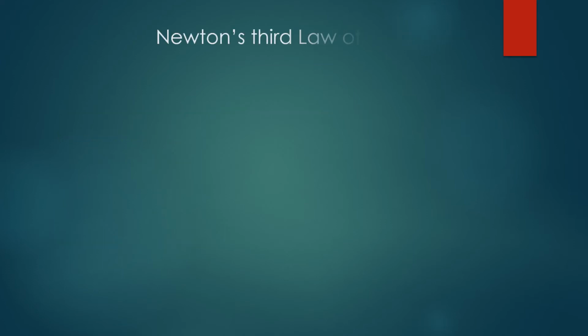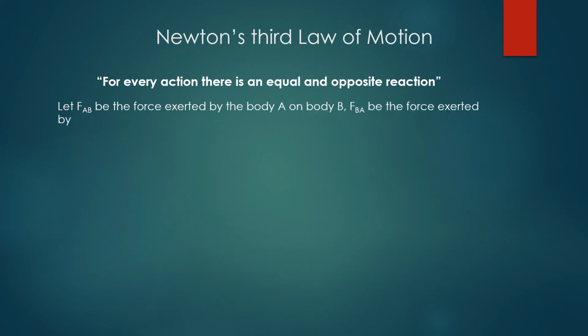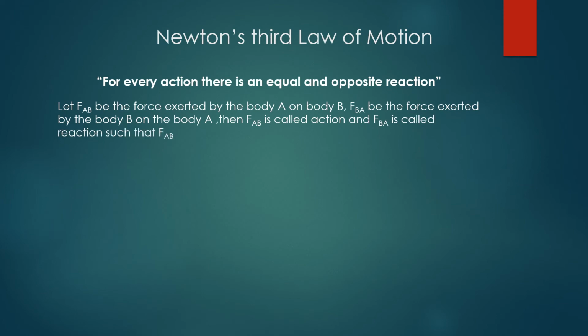Let's state Newton's third law of motion. For every action, there is an equal and opposite reaction. Let's try to understand. Let F_AB be the force exerted by a body A on a body B, and F_BA be the force exerted by a body B on a body A. Then F_AB is called action and F_BA is called reaction, such that F_AB is equal to minus F_BA.